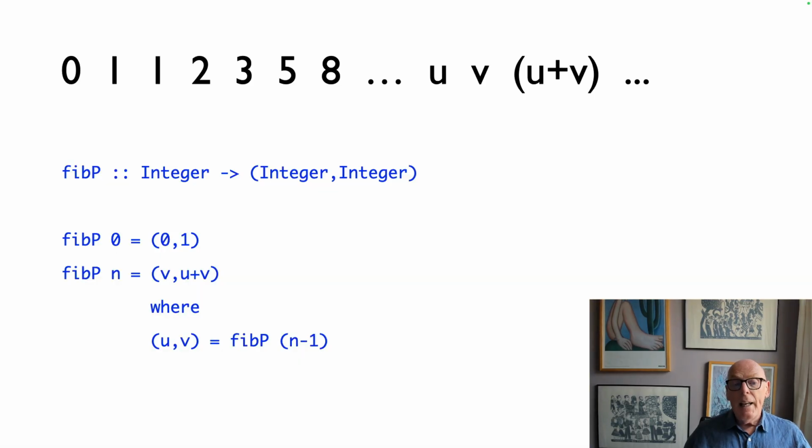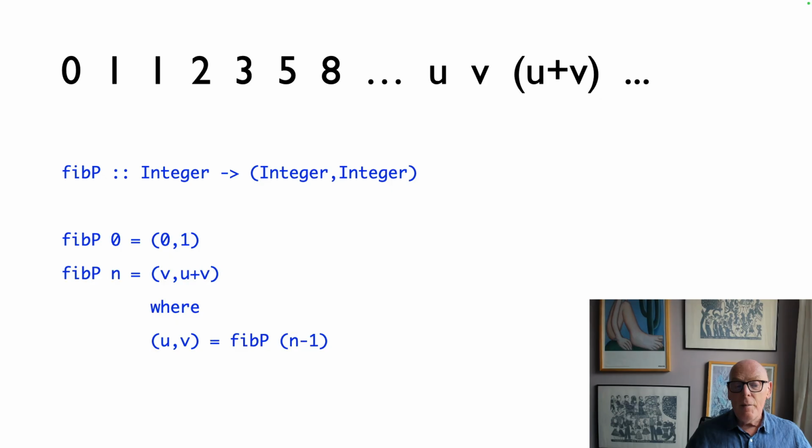Here we see a different approach to calculating fib. And what we do here is we do something rather different. It's just a little modification, if you like, of the thing we did before. But instead of returning just one Fibonacci number, we return two adjacent Fibonacci numbers. So fib p, fib pair, applied to 0 gives us 0 and 1.